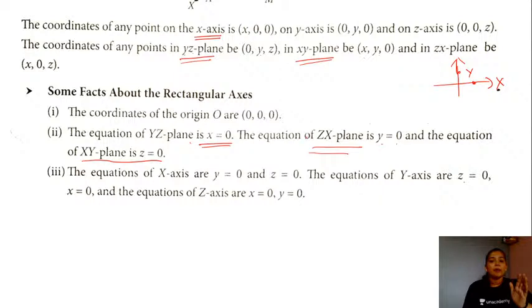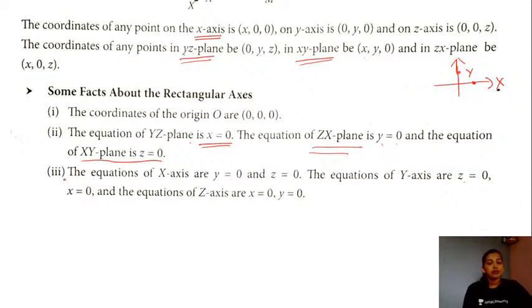So you could remember them in these pairs. If you're talking about the YZ plane, here the coordinate x is equal to 0, in the ZX plane y is equal to 0, and in the XY plane your coordinate z is equal to 0. These will be the equations of the respective planes there.